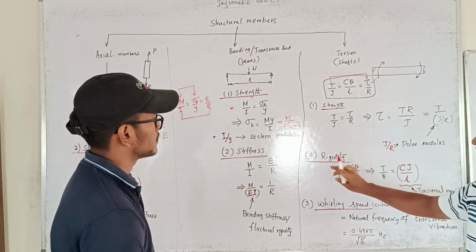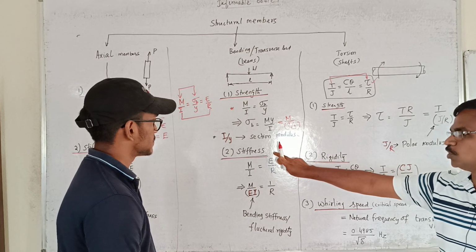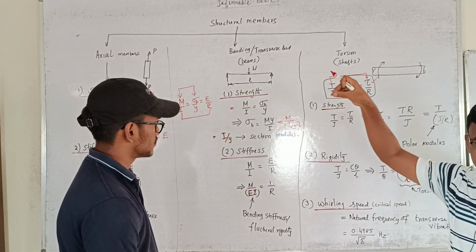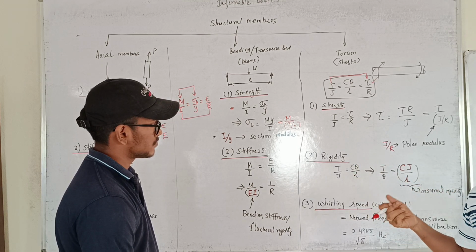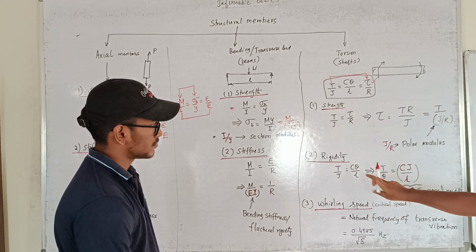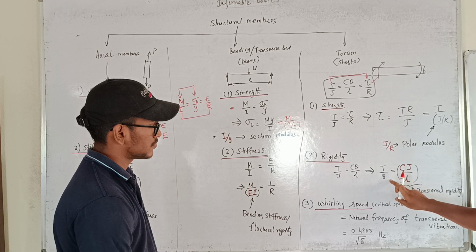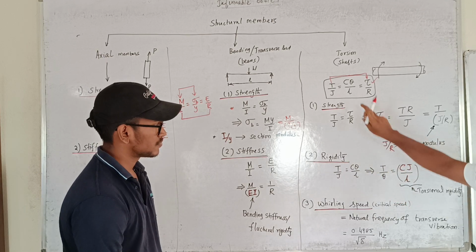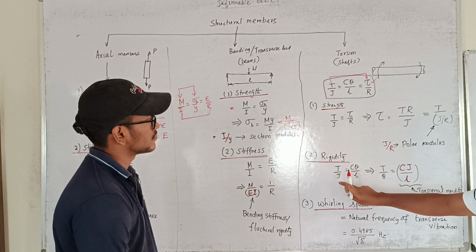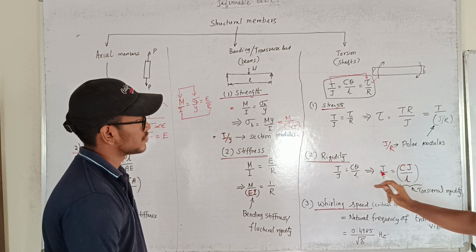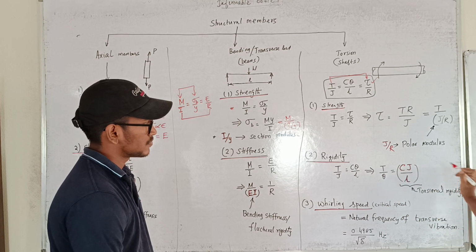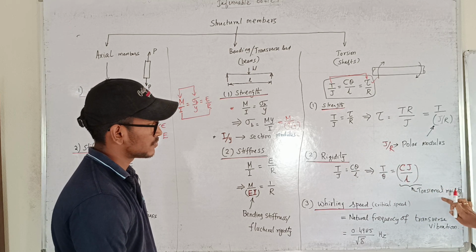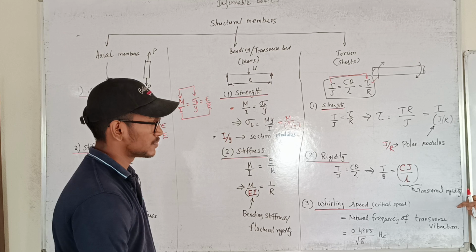Again the second criteria is stiffness. Here stiffness means load by deflection, the linear deflection or vertical deflection. Here rigidity means angular deflection, load per angular deflection, it is nothing but T by theta. This is called rigidity. So if we equate the first and second, T by J equal to C theta by L. So from this, by cross multiplication, T by theta equal to CJ by L. So the term CJ by L is known as torsional rigidity.